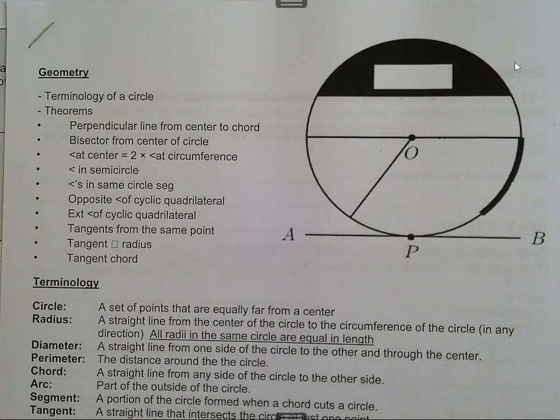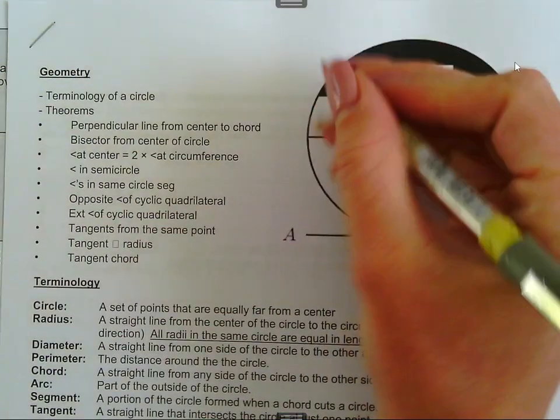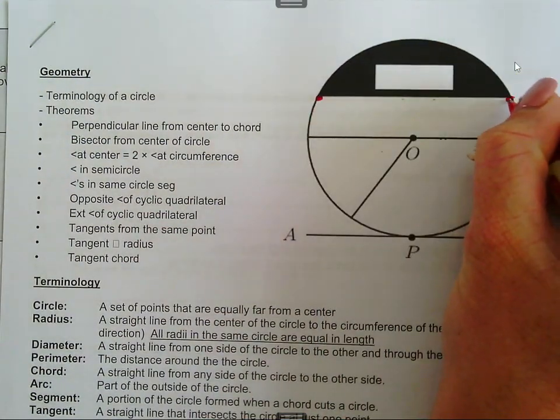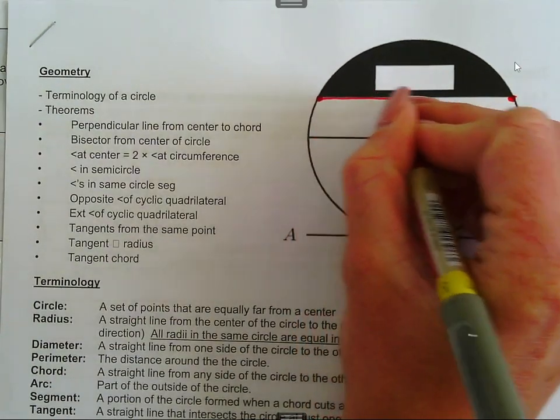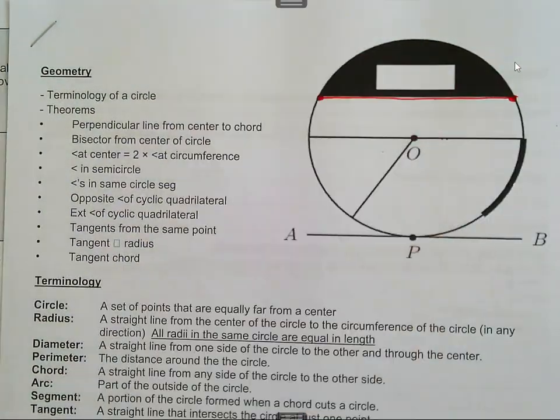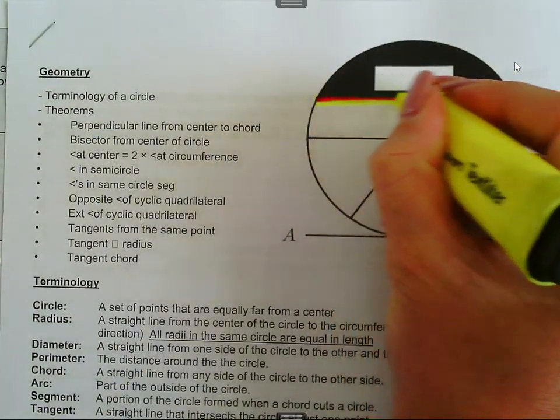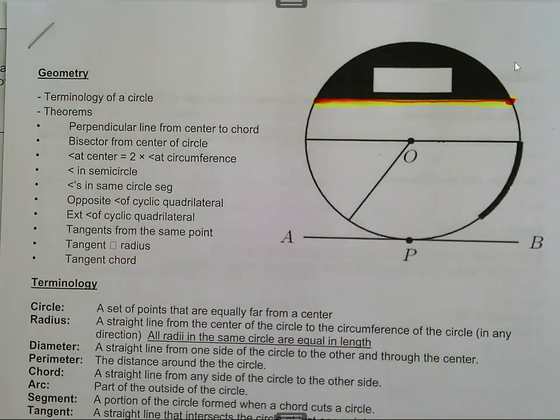Alright, the next one is something that you know but that we haven't used a lot, and this is an important one, and that is the chord of a circle. Now, a chord is almost like the diameter. A diameter is actually a chord. It's a straight line through the circle, but it doesn't necessarily go through the center like the diameter. Okay, so a chord is just from one side of the circle to the other side of the circle.